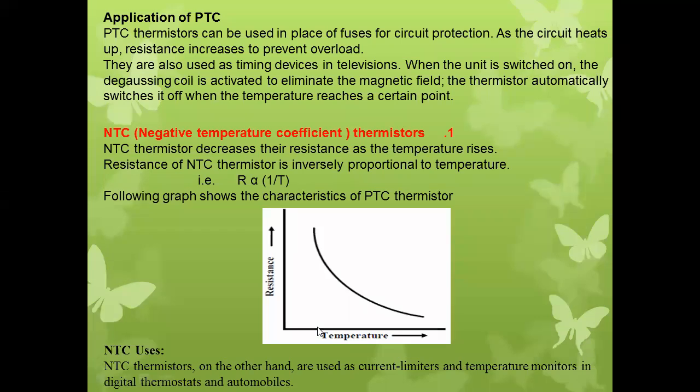Uses of negative temperature coefficient thermistor. It is generally used where we want to limit the currents. Negative temperature coefficient thermistors can be used as current limiters and temperature monitors in digital thermostats and automobiles, in order to limit the current and also to monitor the temperature.